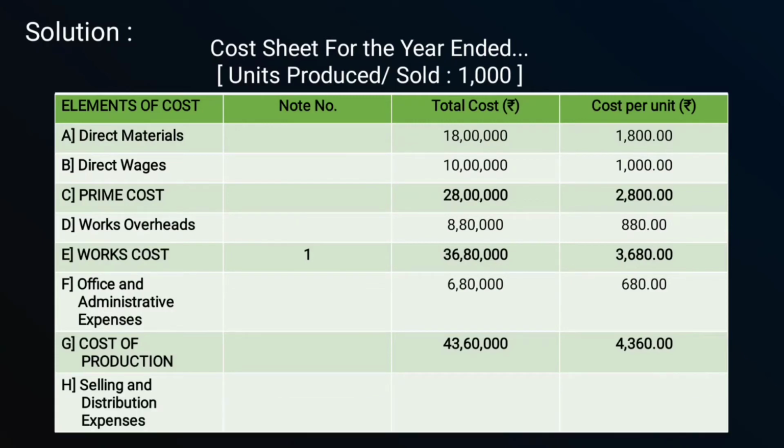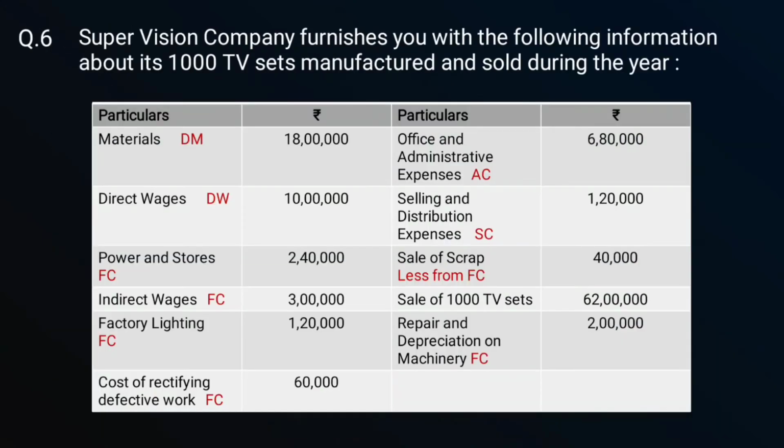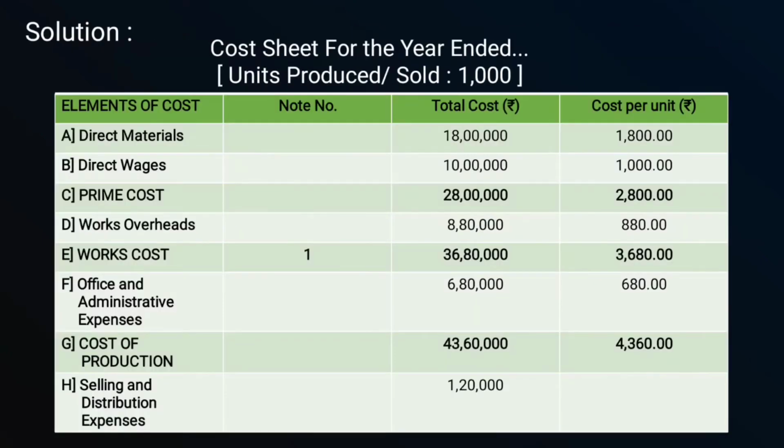Part H, selling and distribution expenses. So the selling and distribution expenses is given as 1,20,000. So we'll record it in cost sheet as 1,20,000. Cost per unit will be rupees 120 per unit.